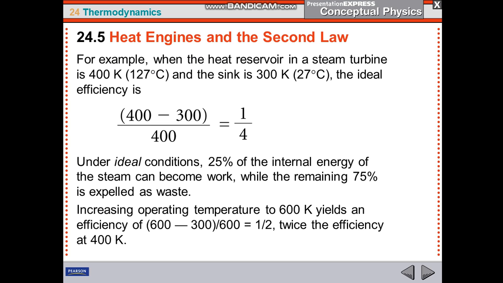There is an example using the Carnot ideal efficiency formula. When the heat reservoir in a steam turbine is 400 Kelvin and the sink is 300 Kelvin, the ideal efficiency is (400 minus 300) divided by 400, so it will be 1 over 4, and that is 25%.